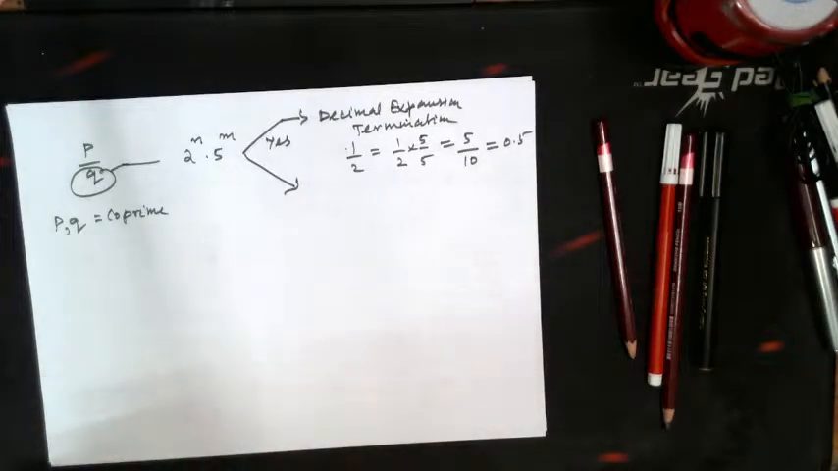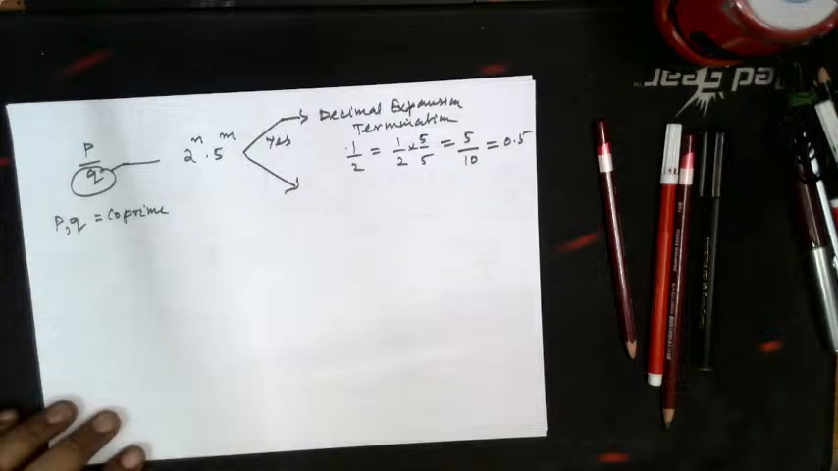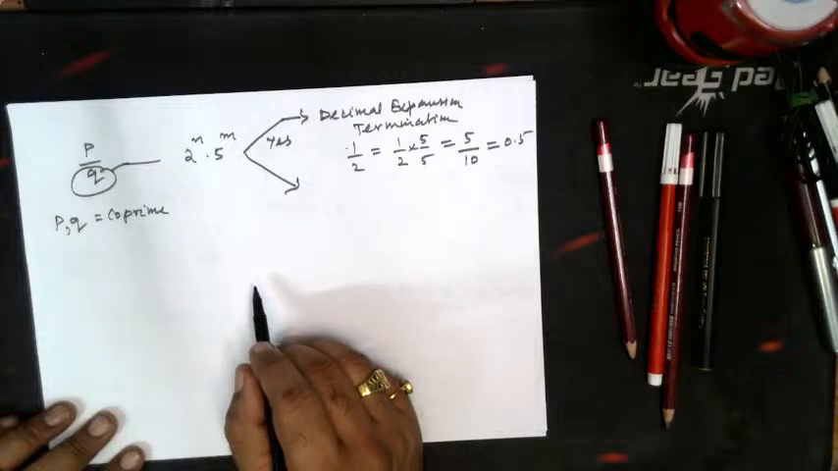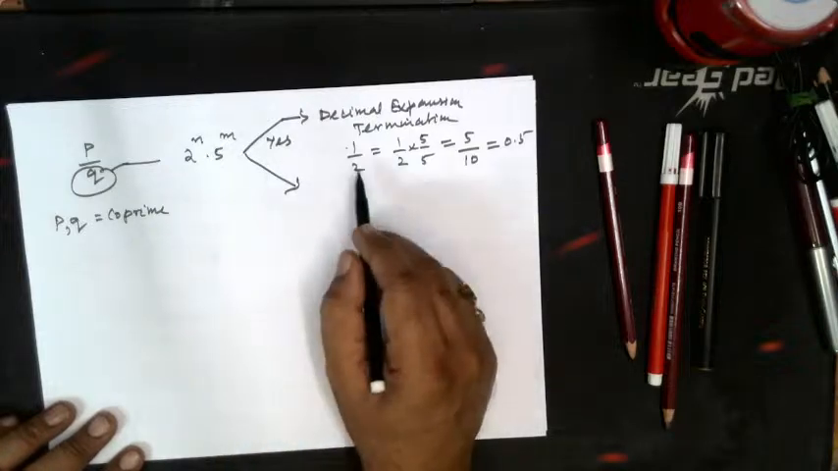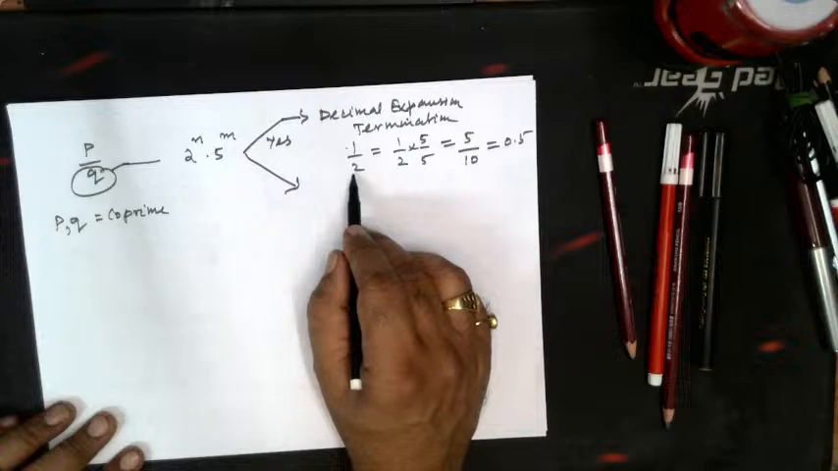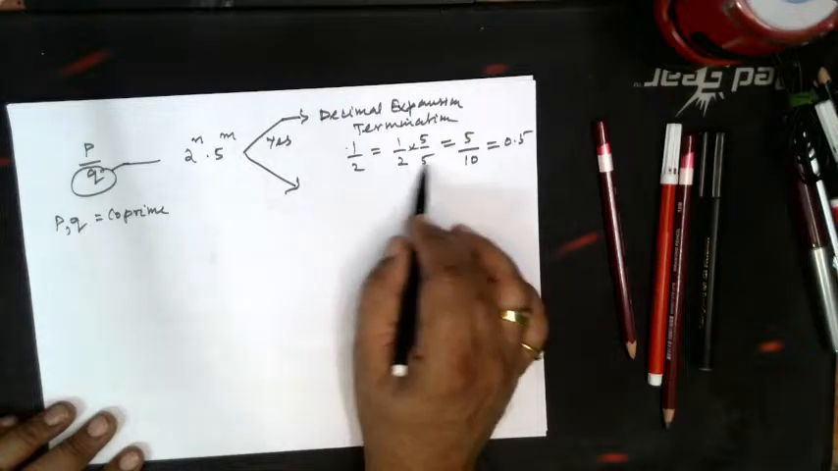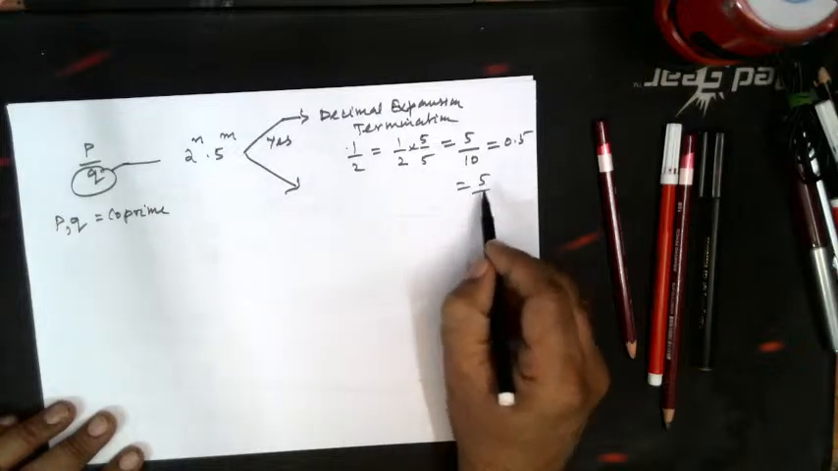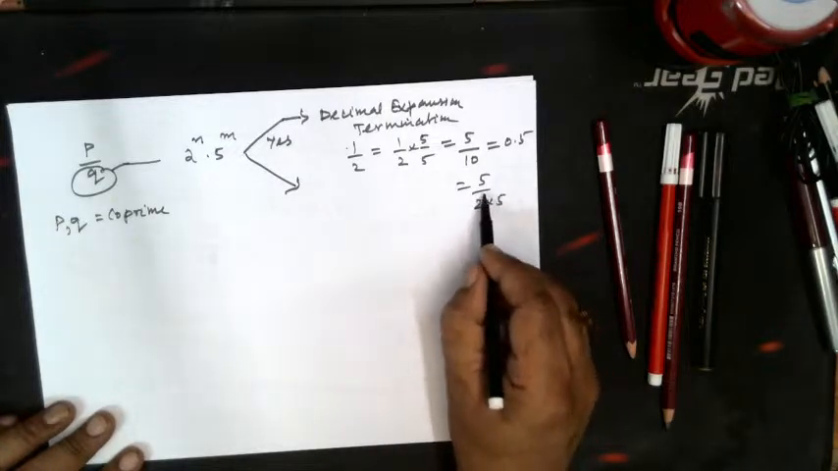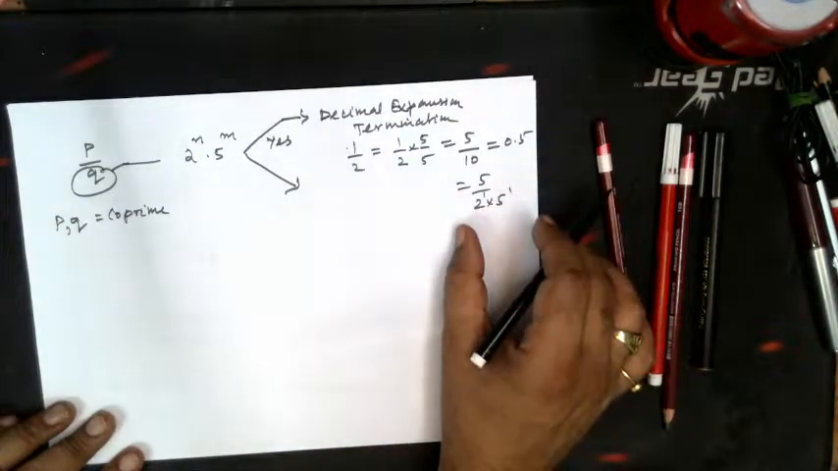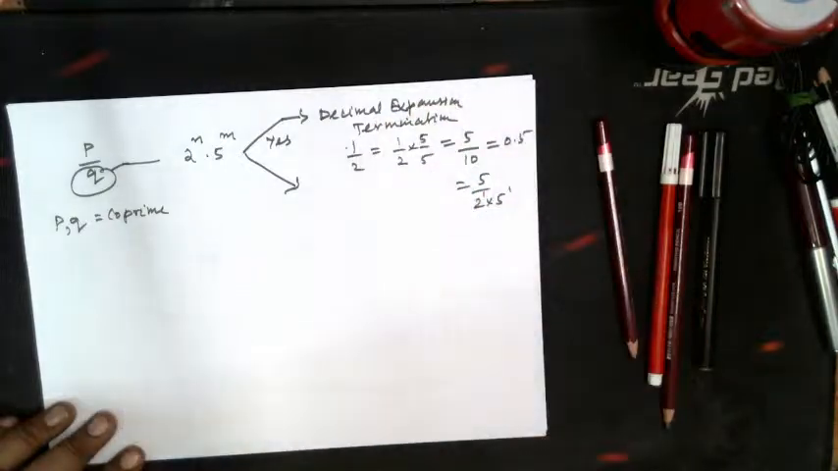So you can convert the fraction, and if it is a rational number, you can have a terminating decimal expansion like this. Okay, and why is 1 by 2 a rational number? Because it can be written in the form of 2 power n into 5 power m. For example, 5 divided by 2 into 5, it means 2 power 1, 5 power 1. So it is declared as a rational number with decimal expansion.